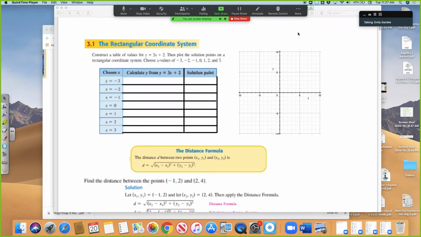All right, so section 3.1 is on the rectangular coordinate system, and the first thing in our notes, it's asking us to construct a table of values for the equation y equals 3x plus 2, and it gives you the x values it wants you to use. So we have -3, -2, -1, 0, 1, 2, and 3.